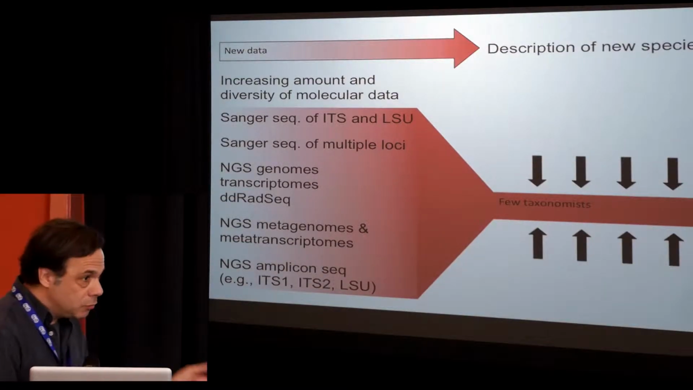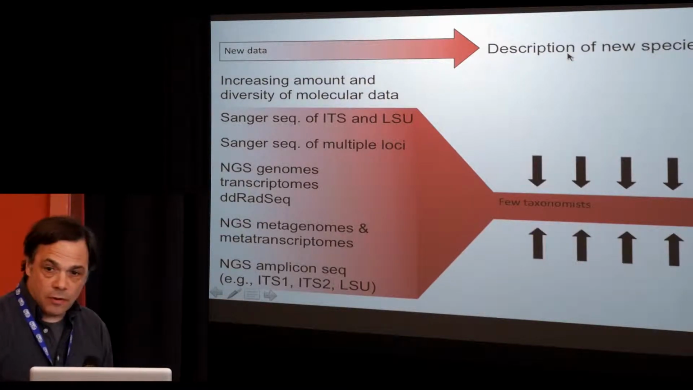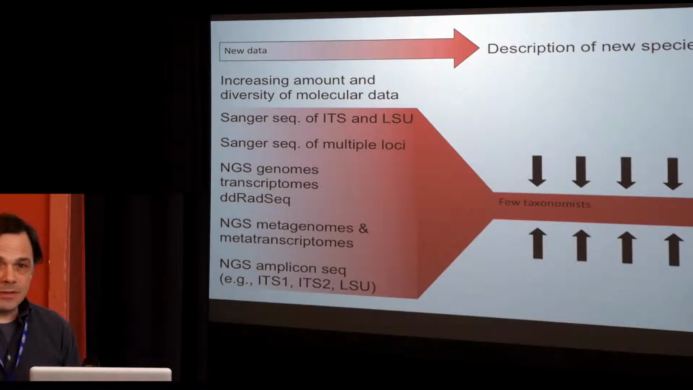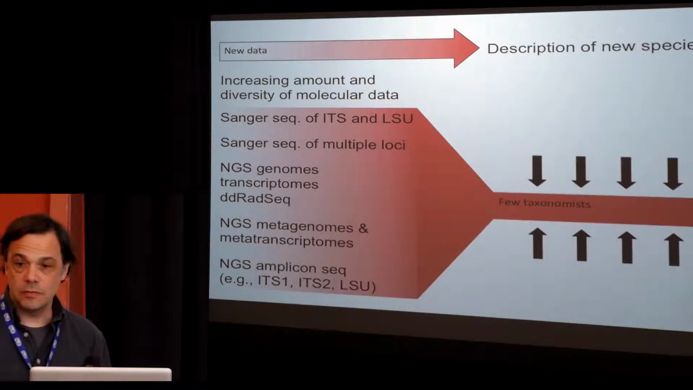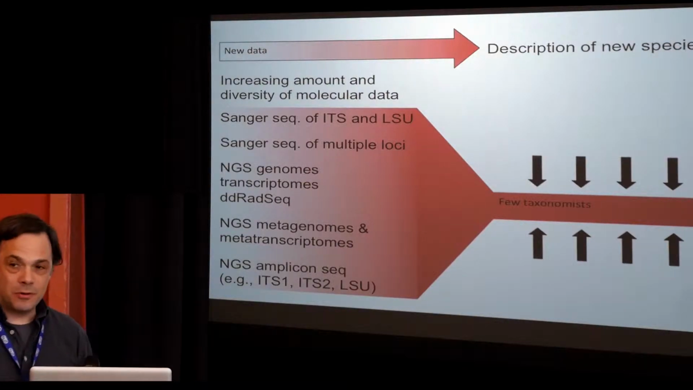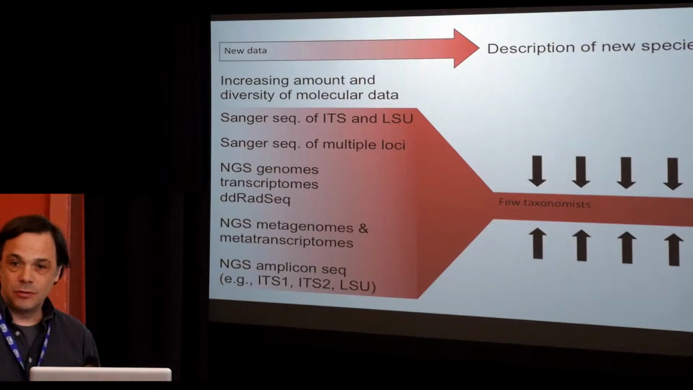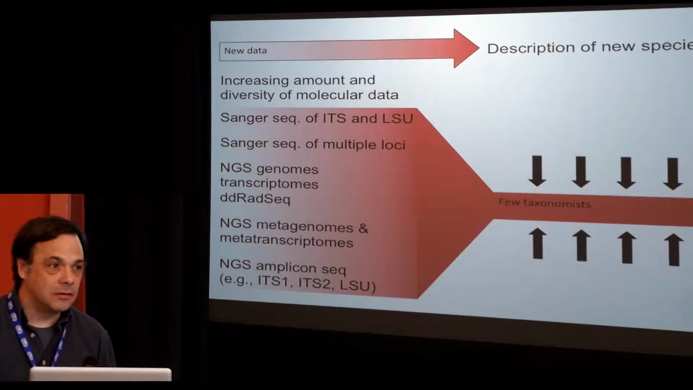So how do we integrate all this data into the description of new species? And not to criticize, because I am a systematist, but we've been slow. And there's good reason to be slow because we want to be careful. But at the same time, based on these numbers, we're talking about millions of species that are out there. I think we can be more efficient.